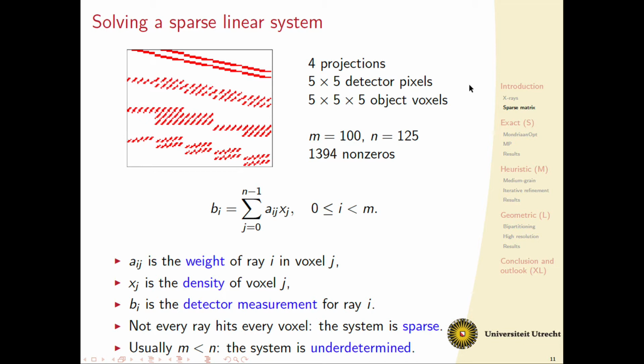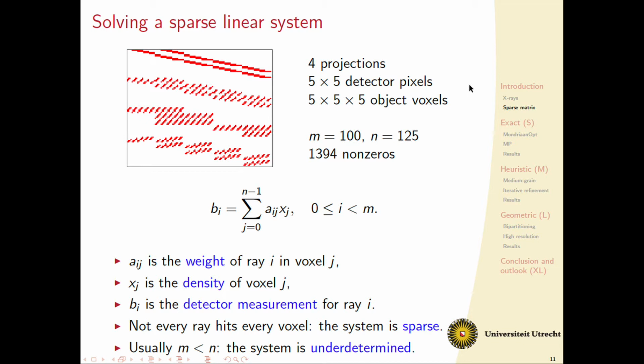That gives rise to a matrix of size 100 by 125. Every row of the matrix represents a ray, an X-ray, and every column represents a voxel. So it doesn't matter that they are 3D, we just number them from 0 to 124, and then we look at what the effect is of this particular geometry on the measurements.